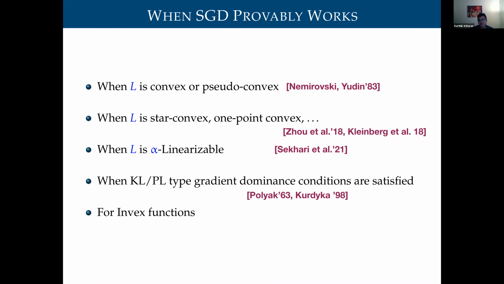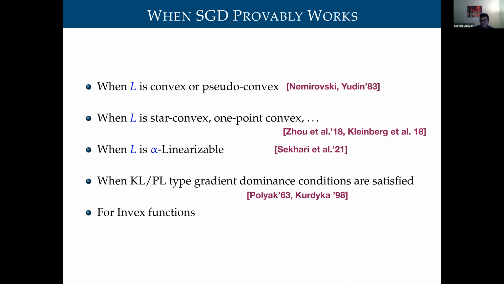There have been, and I'm sure in the future there will be, more conditions under which you can show that SGD works. A majority of these works rely on similar proof lines that somehow use this idea of gradient dominance. And SGD seems to work under all of these cases.